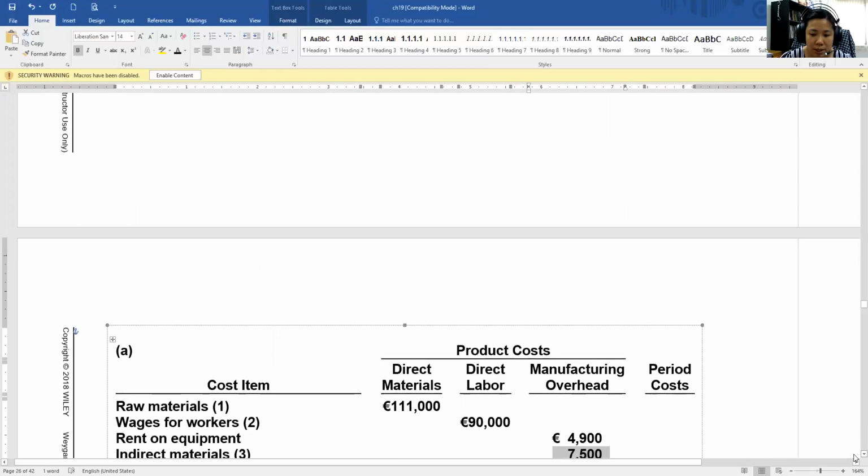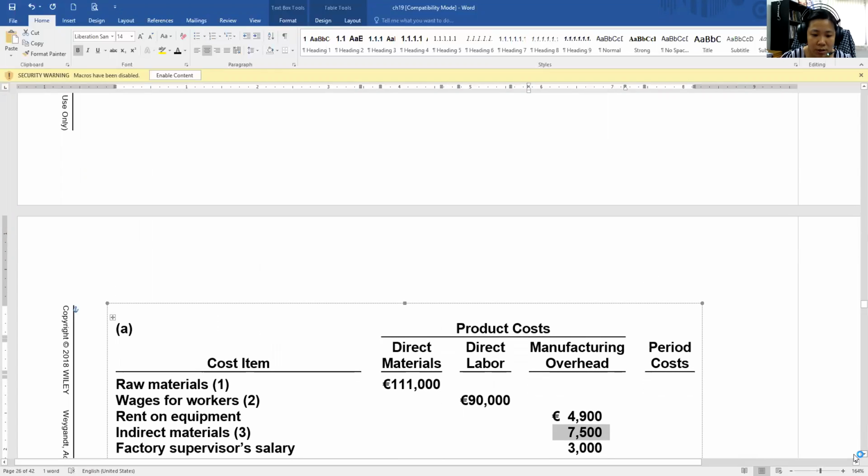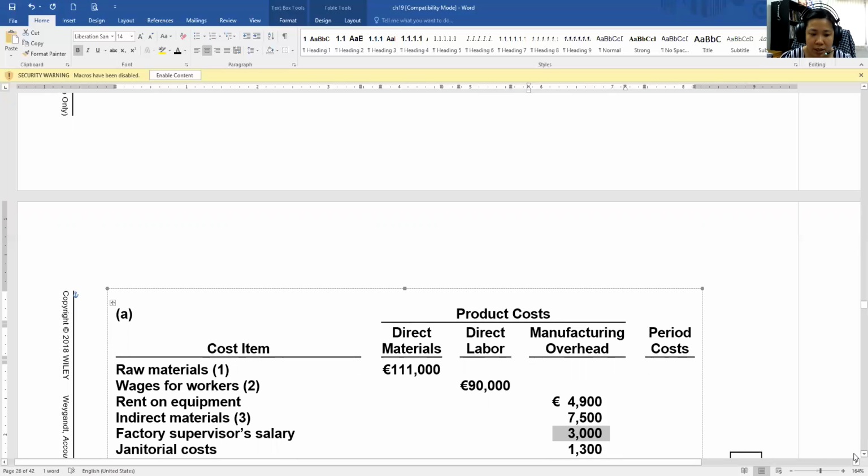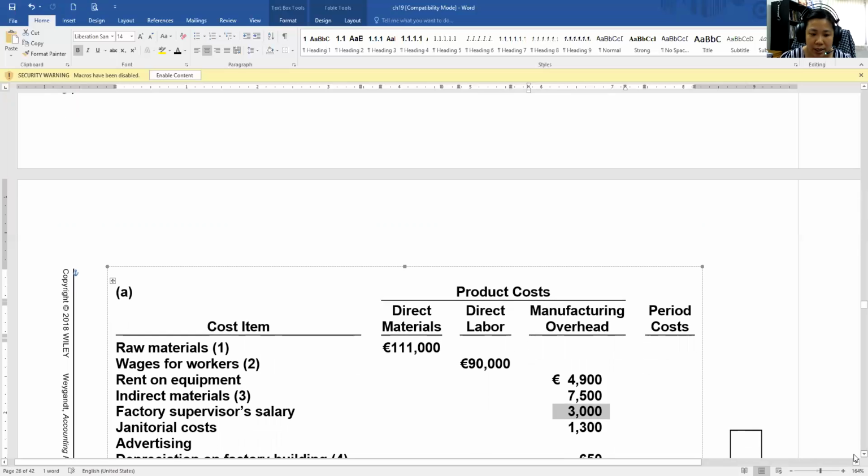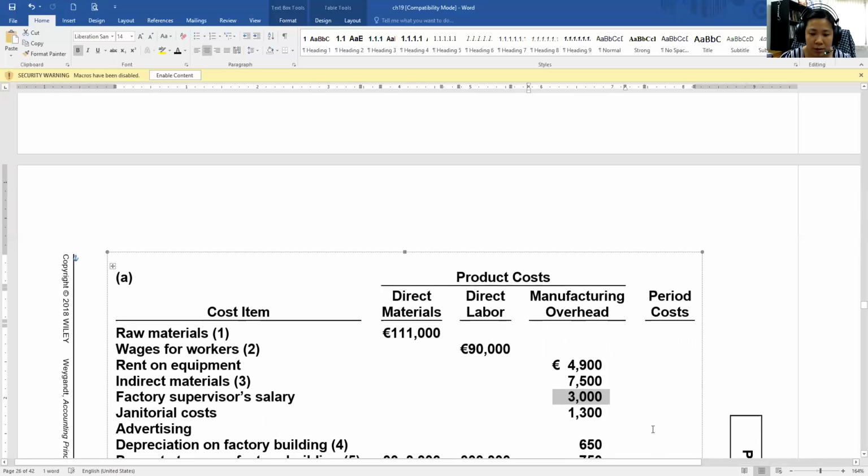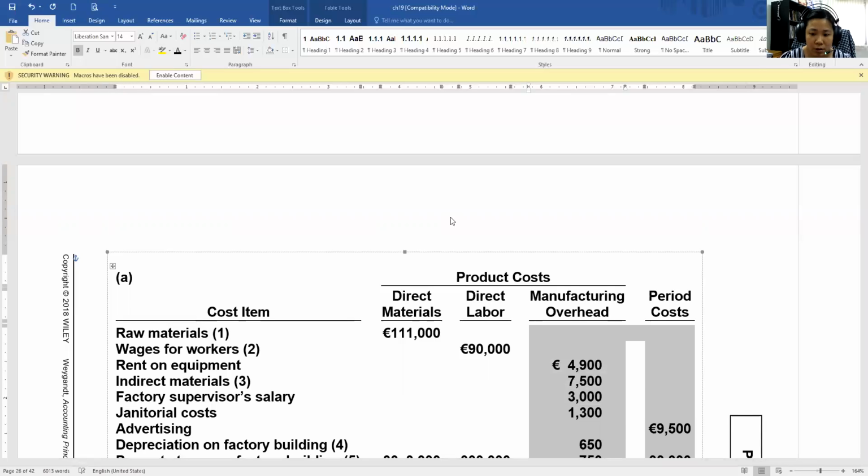Okay. And next, the question gives us the factory supervisor salary, 3,000. So factory supervisor should be under manufacturing overhead, because the supervisor is working in the factory, but he or she does not directly produce the product, so it will be under indirect labor. Okay, next you have janitorial cost, 1,300. The janitorial cost is in the factory, so it will be under manufacturing overhead. It is indirect labor. For advertising, it will be under period cost, 9,500.